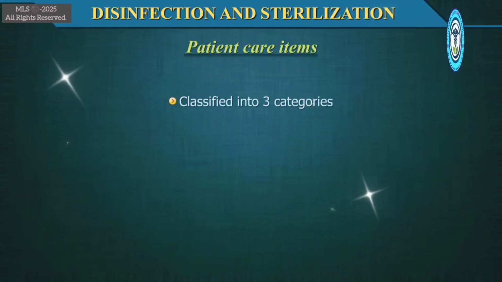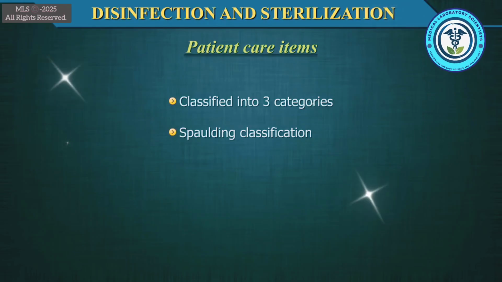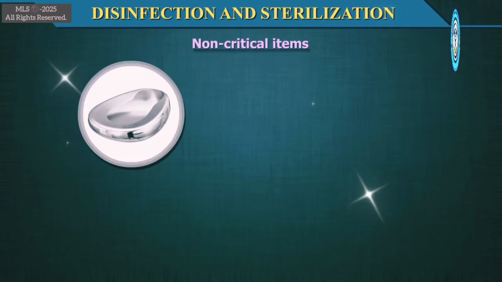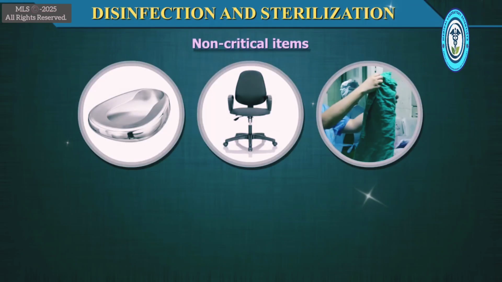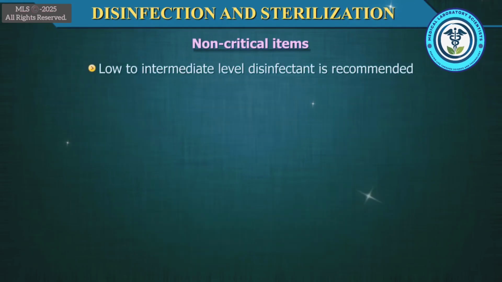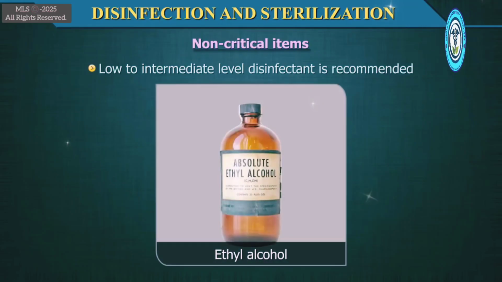The patient care items are classified into 3 categories according to the risk of infection presented. It is also called the Spaulding classification. The non-critical items come in contact with intact skin, not with mucous membrane, for example, bedpans, chairs, linen, BP apparatus, walls, and floors. Low to intermediate level disinfectants are recommended, for example, ethyl alcohol.